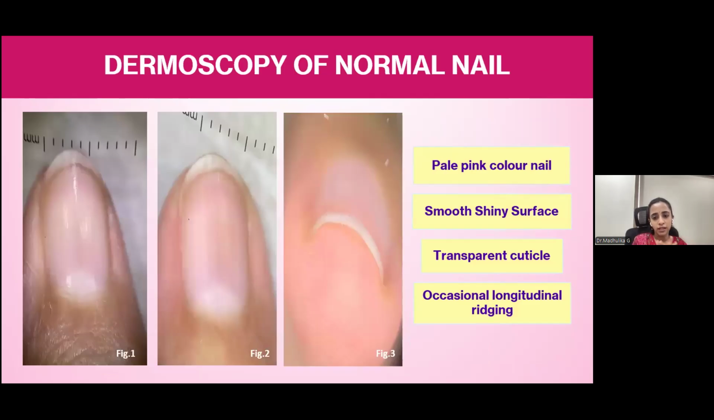And the normal nail is usually pale pink in color. It has a smooth, shiny surface, and the cuticle is transparent. In the first two digits, and maybe the third also, you can see a little bit of the nail matrix visible through the lunula. And the occasional longitudinal ridging is considered physiological, so that is normal. Next slide.